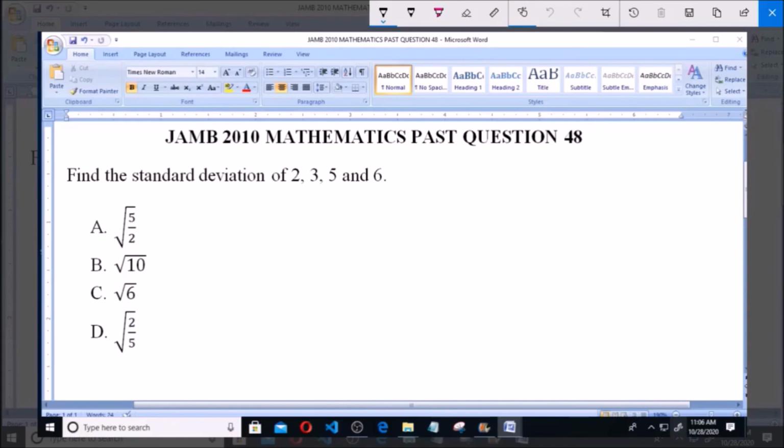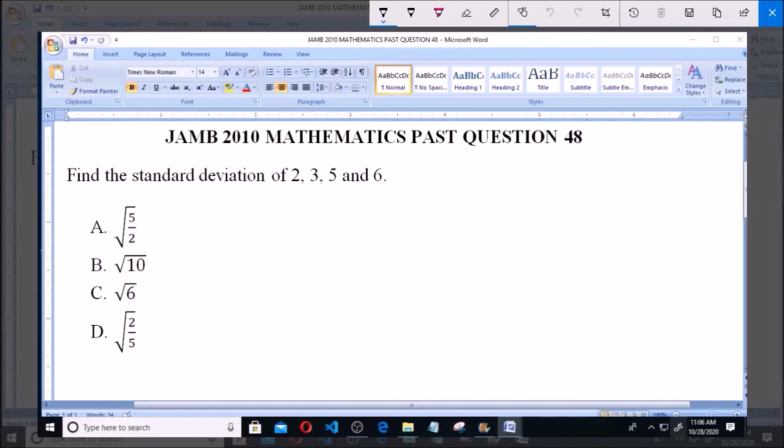I'll be answering JAMB 2010 Mathematics Past Question 48. Find the standard deviation of 2, 3, 5 and 6. Standard deviation of 2, 3, 5 and 6. A, root 5 over 2. B, root 10. C, root 6. D, root 2 over 5.